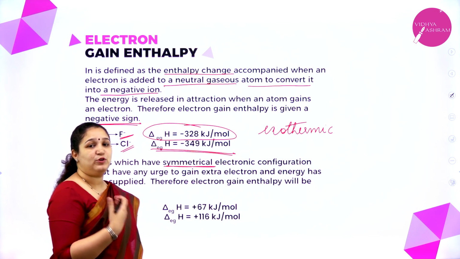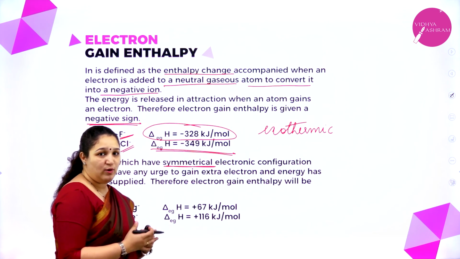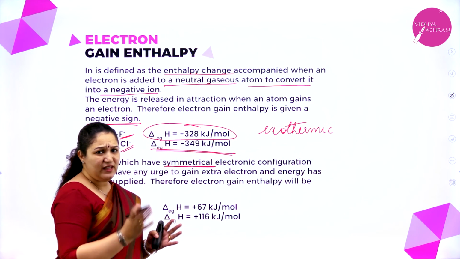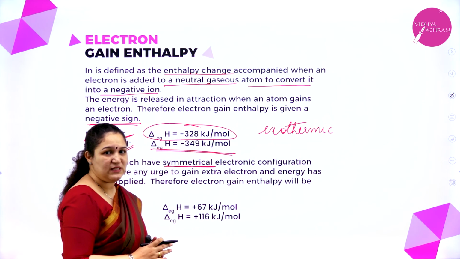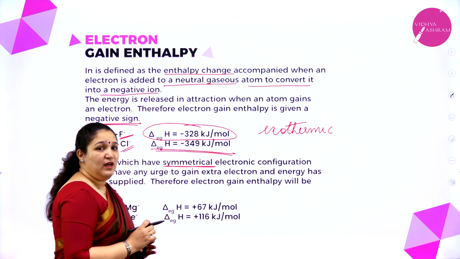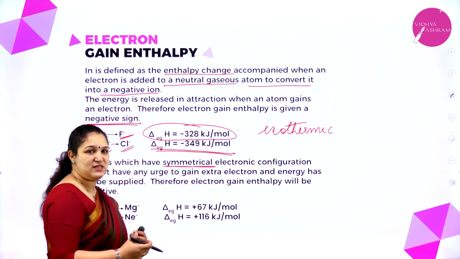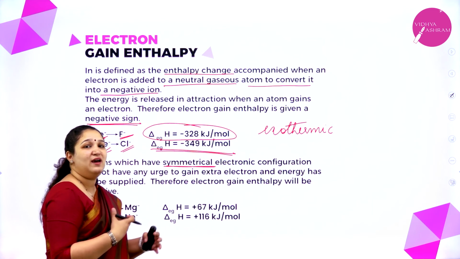For example, if you take noble gases, they have completely filled orbitals. They are following the octet rule. They already have 8 electrons in their valence shell. Also, they have completely filled p orbitals, isn't it? Due to which they do not want to take an electron. So they do not have an affinity at all towards the electron. So if they take up the electron, what will happen? They will lose their symmetry.